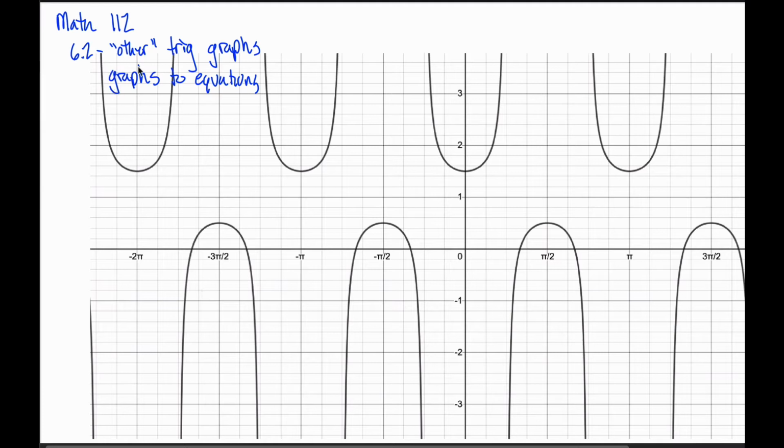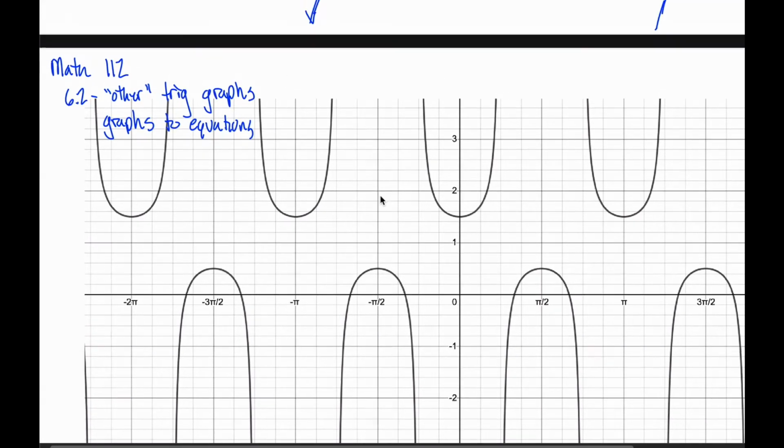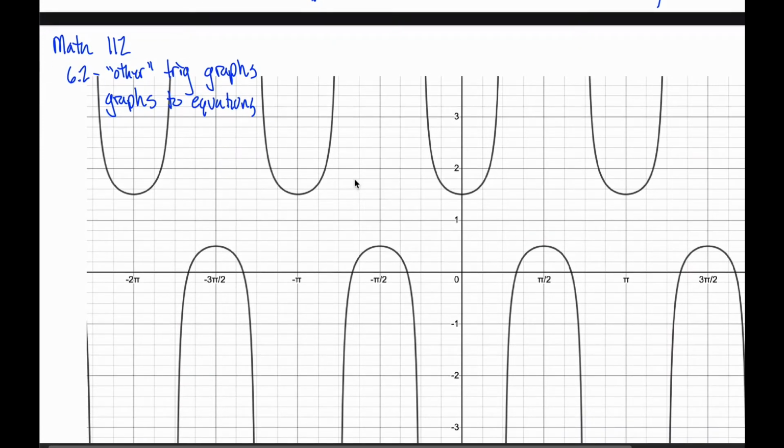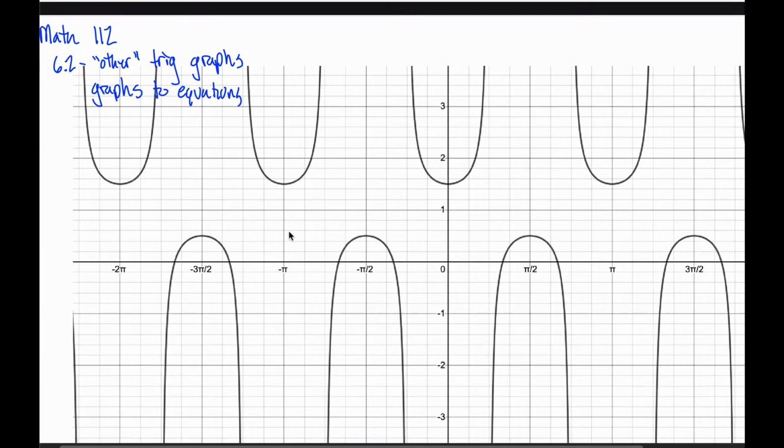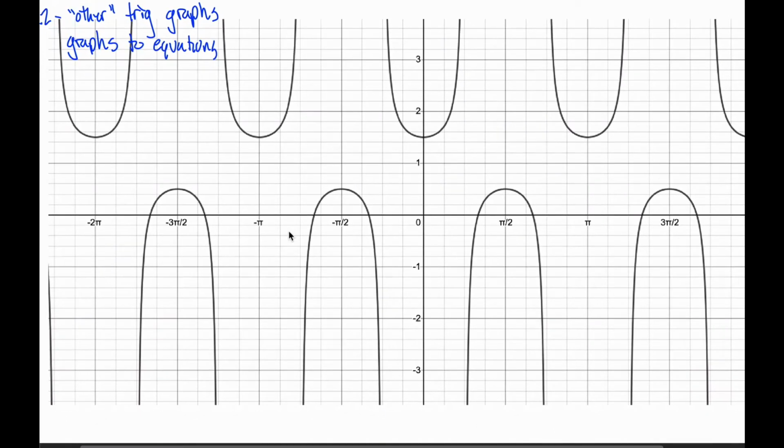All right, here's the last video for 6.2. The goal here is to be given the graph of a transformed trig function, and that transformed trig function is not a transformation of sine or cosine, but one of the other trig graphs. And what you're supposed to come up with is the equation of the function that produces that graph. And that might seem like a really daunting task, but it won't be quite as bad as you might think.